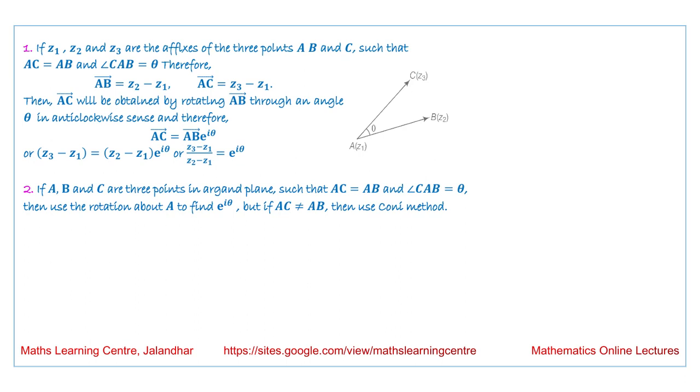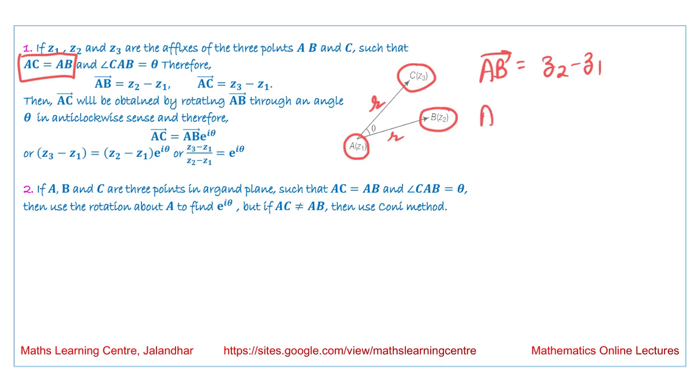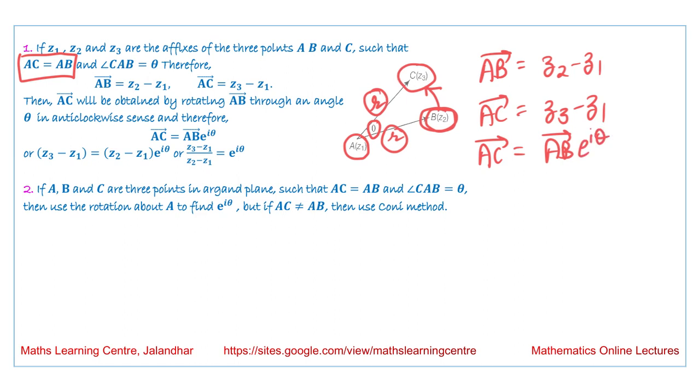Based on this, suppose we have three numbers: A representing Z1, B representing Z2, and C representing Z3, such that AB is equal to AC, both these lengths being equal. Then the vector AB is Z2 minus Z1, and the vector AC is Z3 minus Z1. Both the lengths are R, and Z3 is obtained by rotating Z2 by an amount theta. So the AC vector is obtained by rotating the AB vector by an amount of theta.